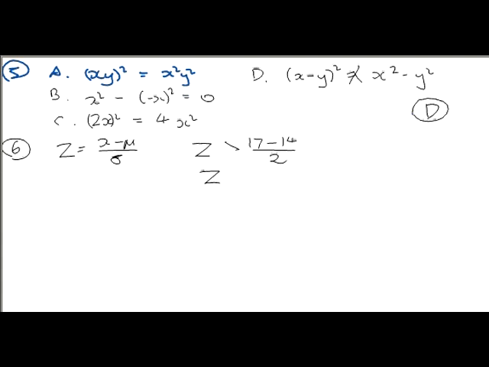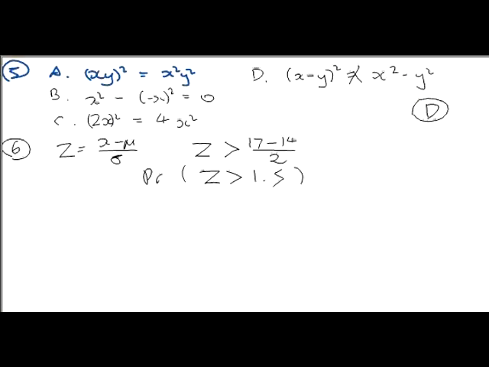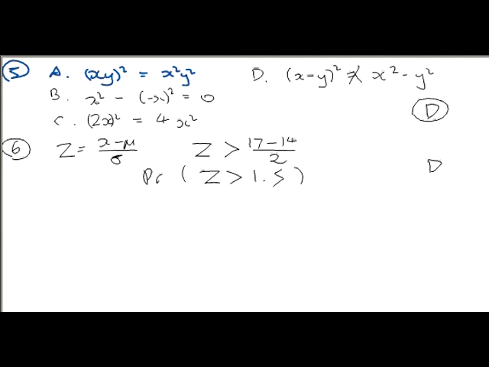Z greater than that, and you evaluate that, you get z bigger than 1.5. So that's the probability, right? The probability of x being bigger than 17 is the same as the probability of z being bigger than 1.5. Quick cursory glance at the solutions says there is no z bigger than 1.5. Okay, so find an equivalent. Z bigger than 1.5 is going to be the same as z smaller than negative 1.5, right? Because it's symmetrical. So you look at that, yep, there you go. Answer D is right there.